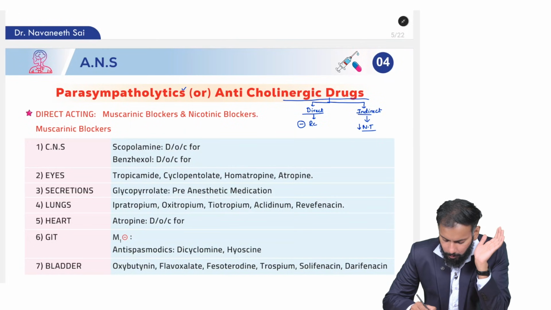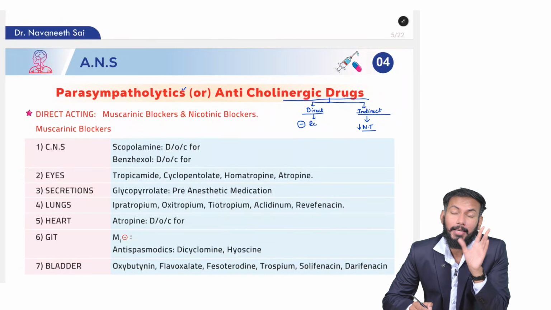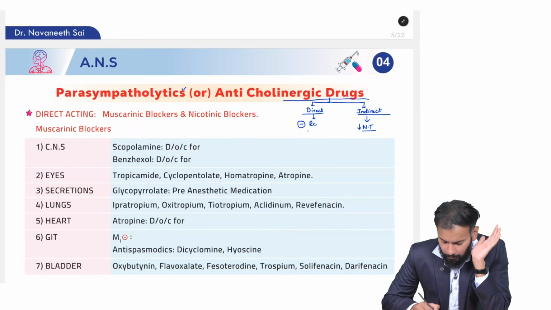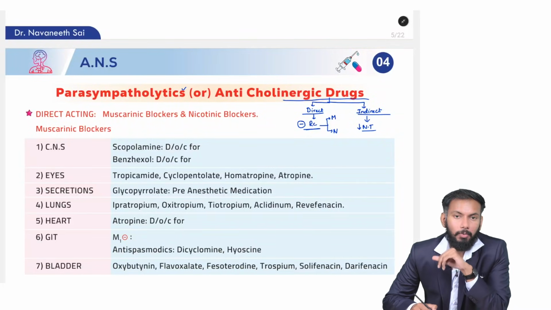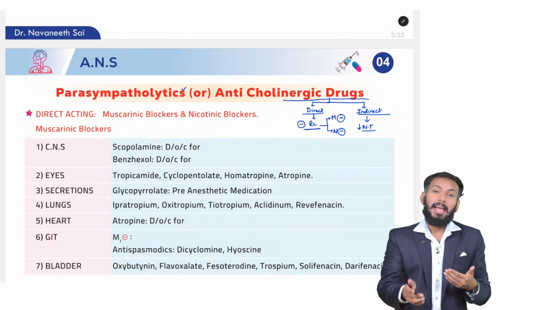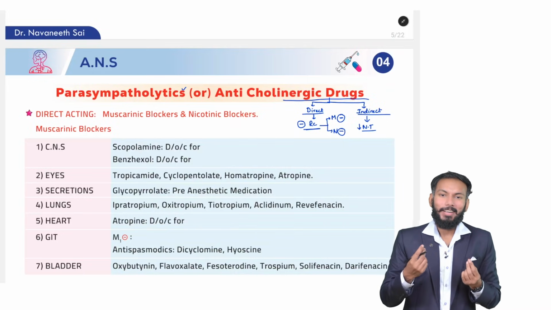These are the mechanism of action of drugs, of both direct and indirect acting drugs. You understood the mechanism of actions. Now, how many types of receptors do we know? We know muscarinic receptors and nicotinic receptors. So there are again two classes of drugs, muscarinic blockers and nicotinic blockers. Muscarinic blockers are known as anti-muscarinic drugs. That is what I told you to remember.